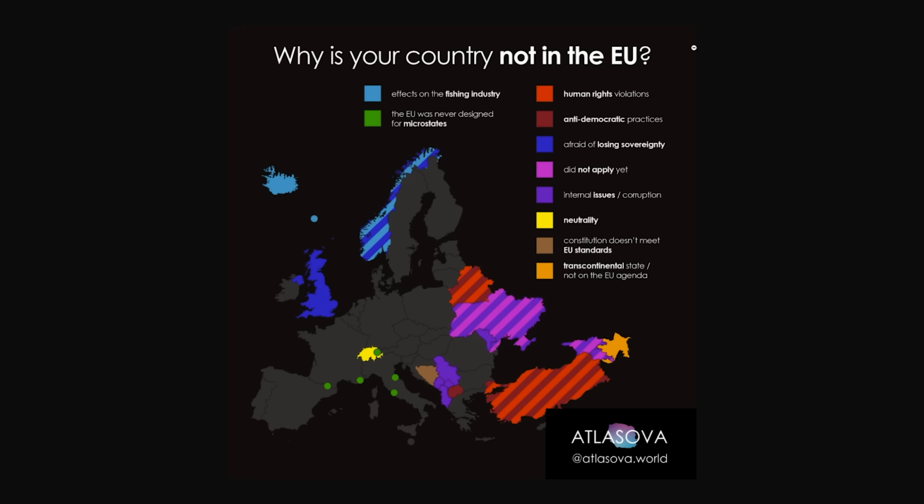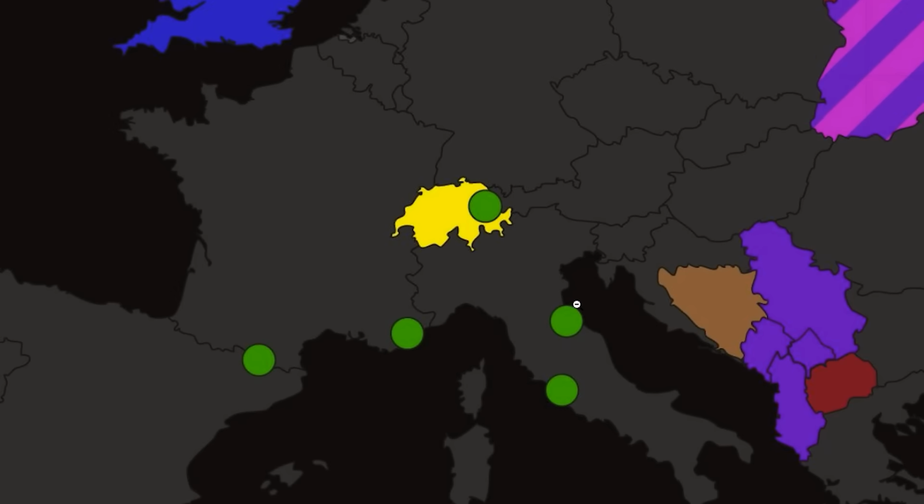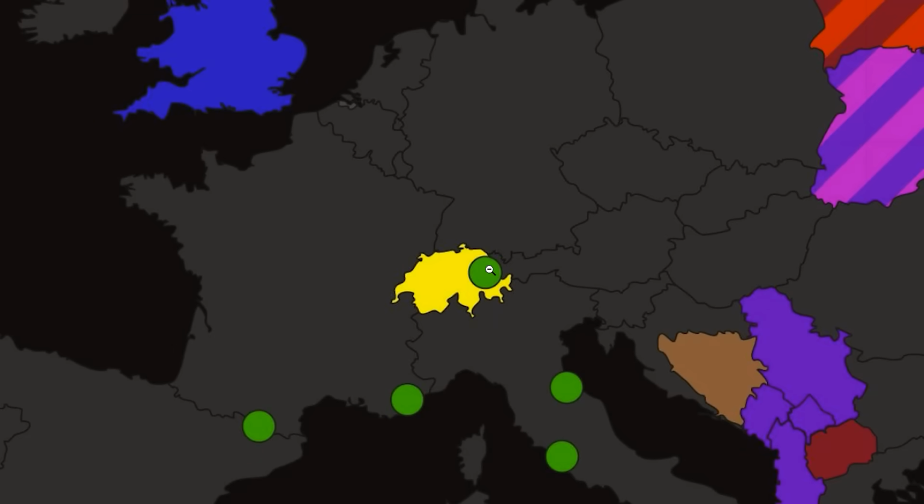Why is your country not in the EU? We're going to explain what happened in each of these places. So probably the least surprising, Switzerland in yellow, because they remain neutral. They don't want to join. Then we have these green circles, which represent all the microstates of the continent. I guess the EU was never meant to manage microstates.